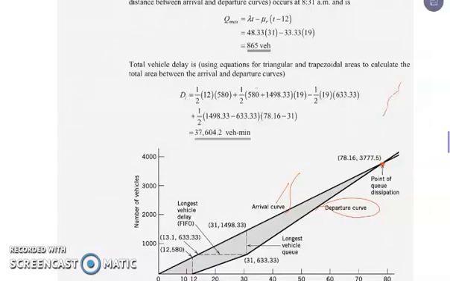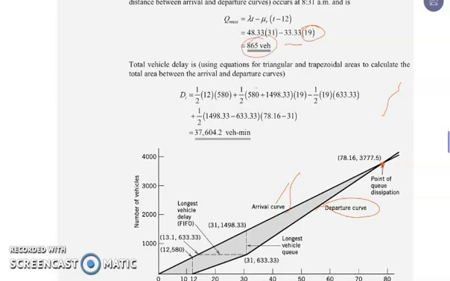Based on the curve, the longest queue refers to the longest vertical distance between the arrival and departure curve. If you observe, the longest vertical distance here is at 8:31 a.m. So at 8:31 a.m. is the time wherein there is the longest queue. Q max will be equivalent to lambda t minus the partially departed rate. So that is 48.33, the average arrival rate, times 31, minus the partial departure rate of 33.33 times 19, since 31 minus 12 is equal to 19. So you get a value of 865 vehicles.